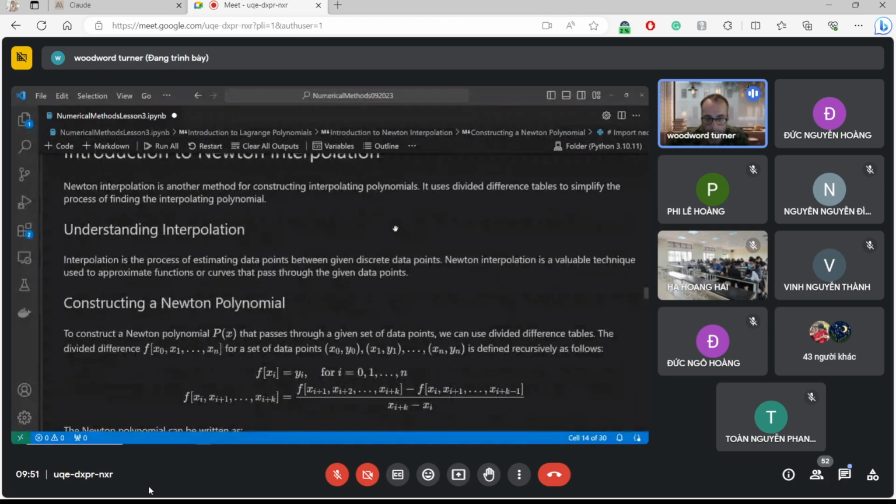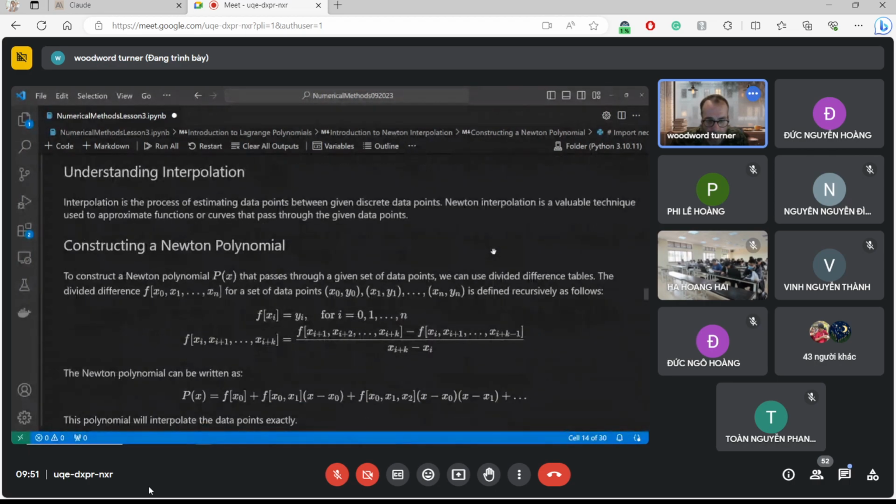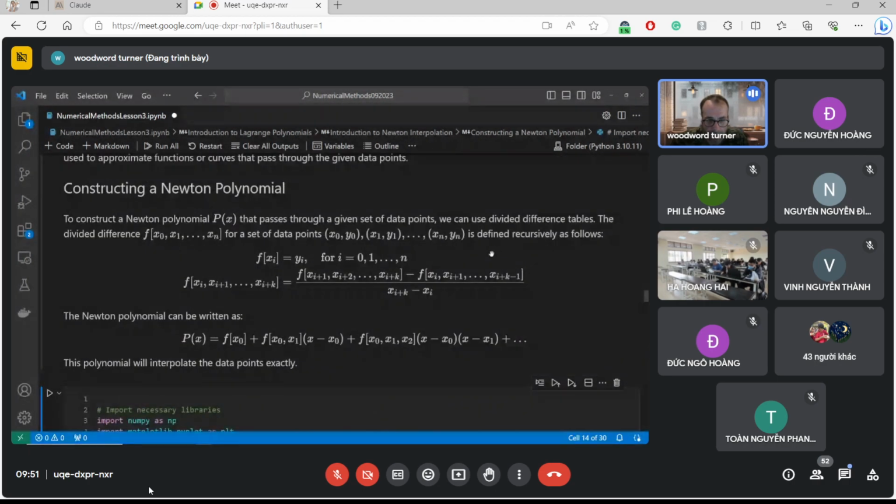Okay, so again, I'm just reiterating interpolation. We want to estimate the data points between discrete points. I think we get the idea there. And Newton is just another technique that we can use to do this. So that's the purpose here, is that we have a second technique. All right, so let's go ahead and understand how do we construct the Newton polynomial.